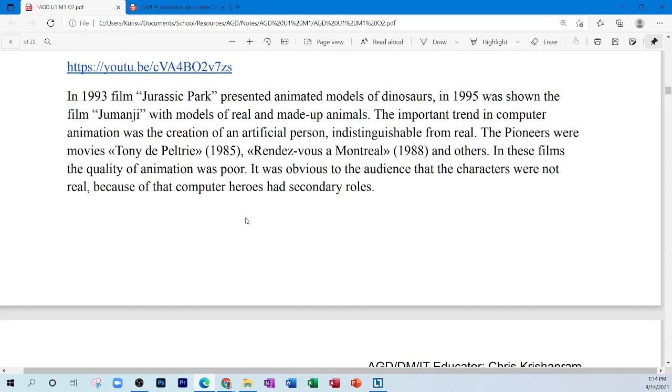In 1993, the film Jurassic Park presented animated models of dinosaurs. In 1995 was shown the film Jumanji with models of real and made-up animals. The important trend in computer animation was the creation of artificial persons, indistinguishable from real. The pioneers were the movies Tony de Peltrie, 1985, Rendezvous in Montreal, 1988, and others. In these films, the quality of animation was poor. It was obvious to the audience that the characters were not real. Because of that, computer heroes had secondary roles.